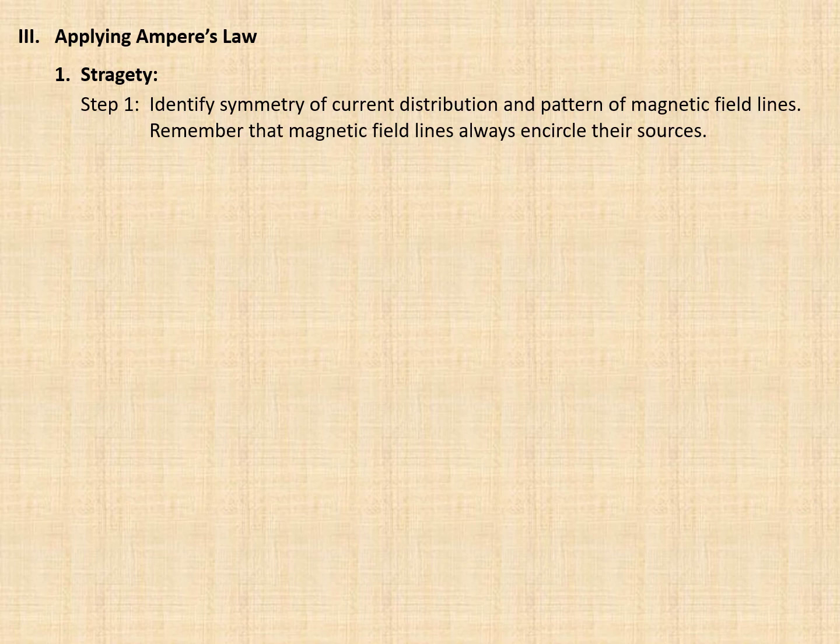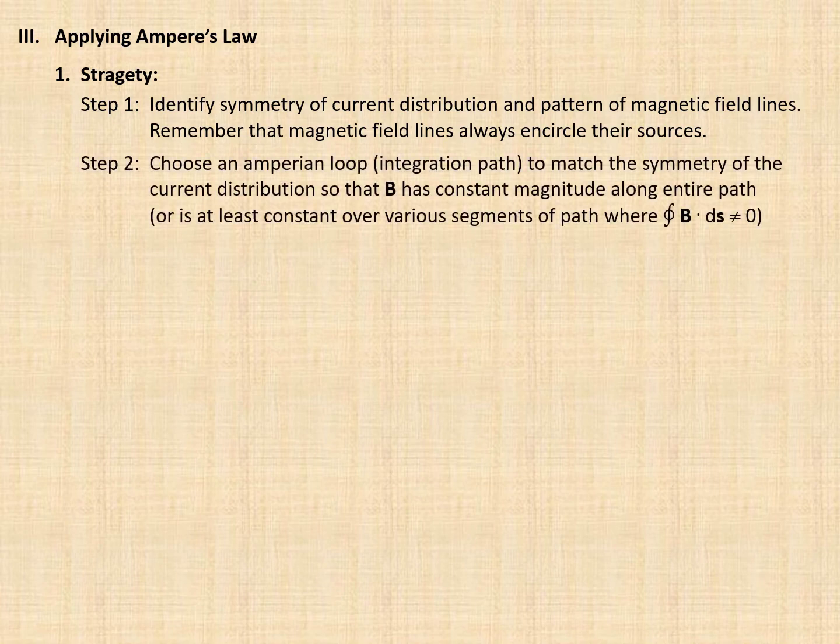So the first step is to identify the symmetry of the current distribution and the pattern of the magnetic field lines. Remember that magnetic field lines always encircle their sources. Next, we need to choose an Amperian loop, that is an integration path, that matches the symmetry of the current distribution so that the magnetic field has a constant magnitude along the entire path, or is at least constant over various segments of the path where the line integral is not equal to 0.